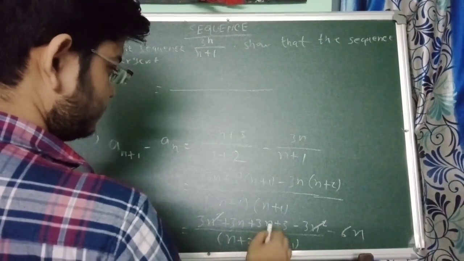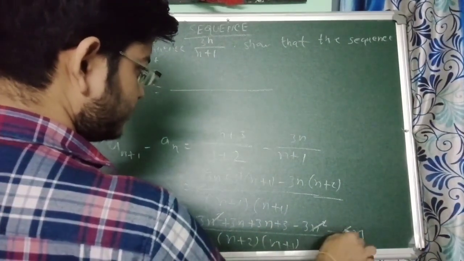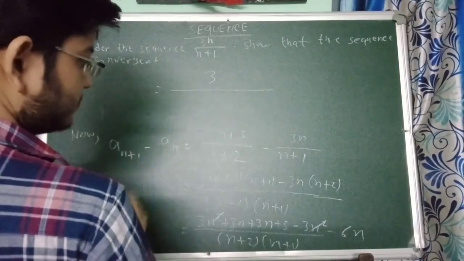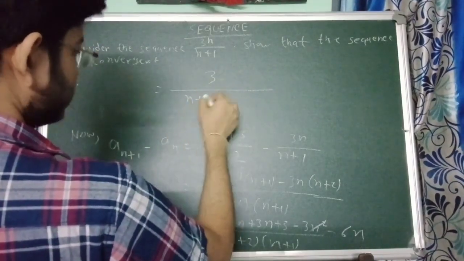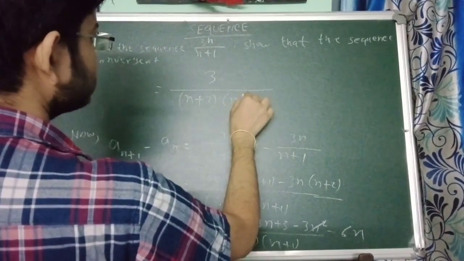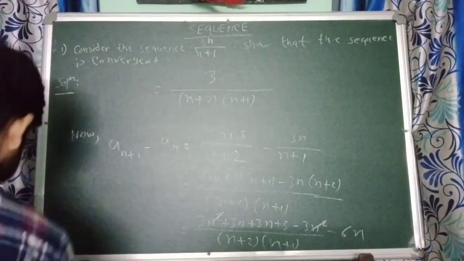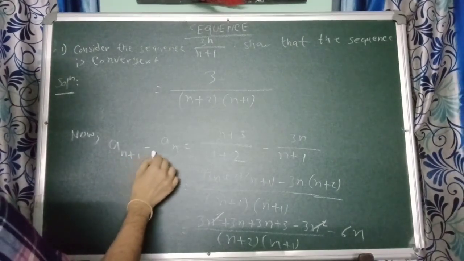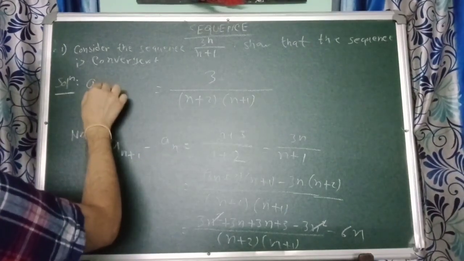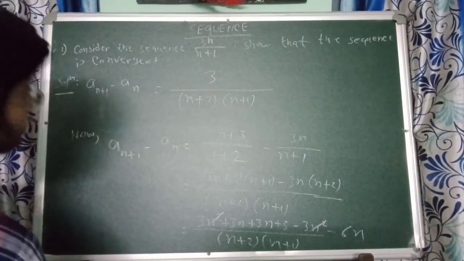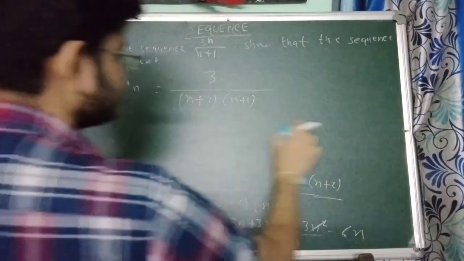3n plus 3n equals 6n, and 6n minus 6n is 0. Altogether we get 3 divided by n plus 2 into n plus 1. That is, a_(n+1) minus a_n equals 3 divided by n plus 2 into n plus 1.